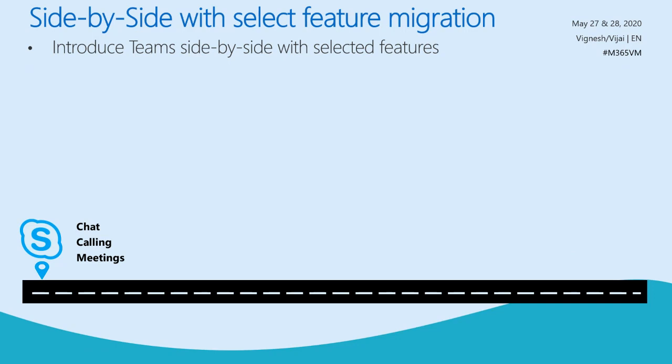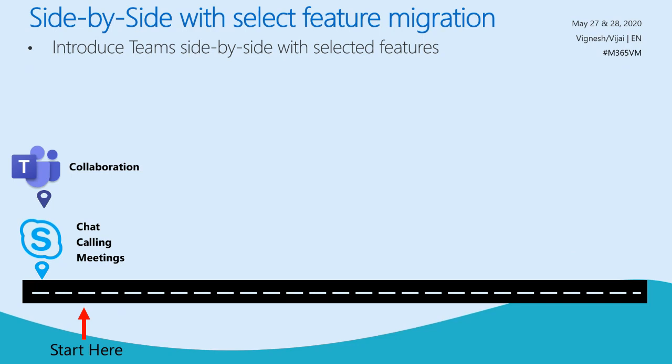Both the clients will be running parallelly, or side by side, but with only the selected features. There is no overlapping feature over here. So if you see, Skype will have all the features: chat, calling, and meetings. Whereas we will run the other product, Teams, also, but it will have only the collaboration features.